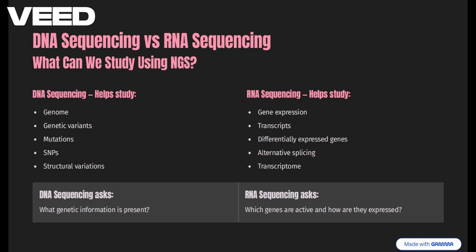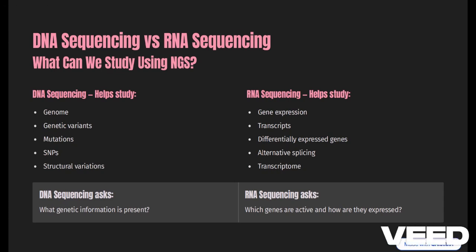Now let's understand an important difference between DNA sequencing and RNA sequencing. DNA sequencing helps us understand the genetic information that is present in an organism. For example, we can study the genome, mutations, SNPs, and other genetic variants. In contrast, RNA sequencing, commonly known as RNA-seq, helps us understand gene expression.